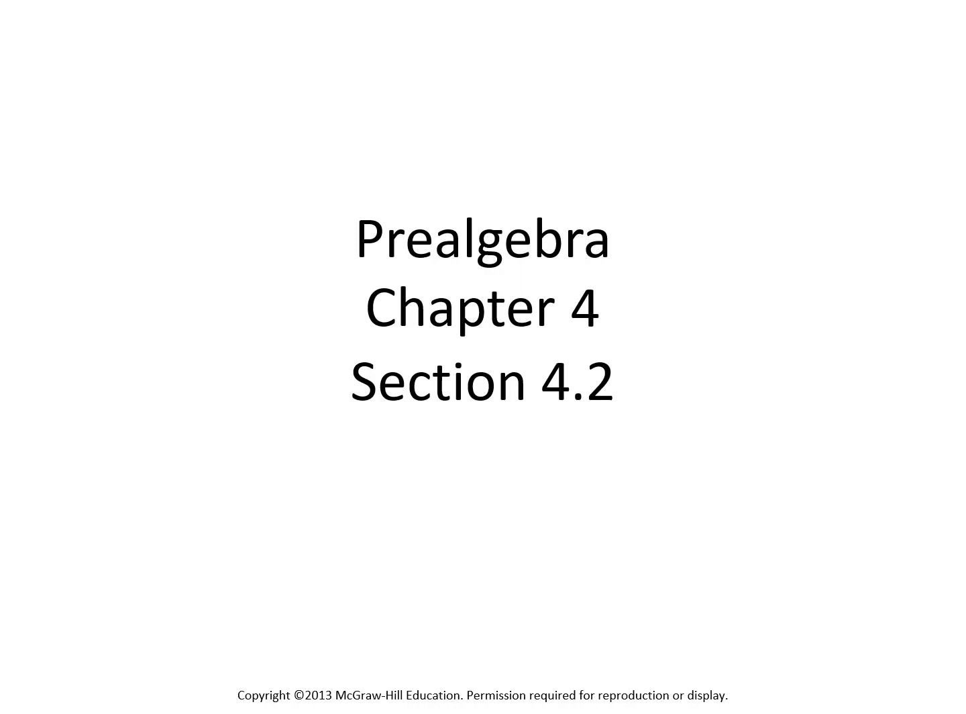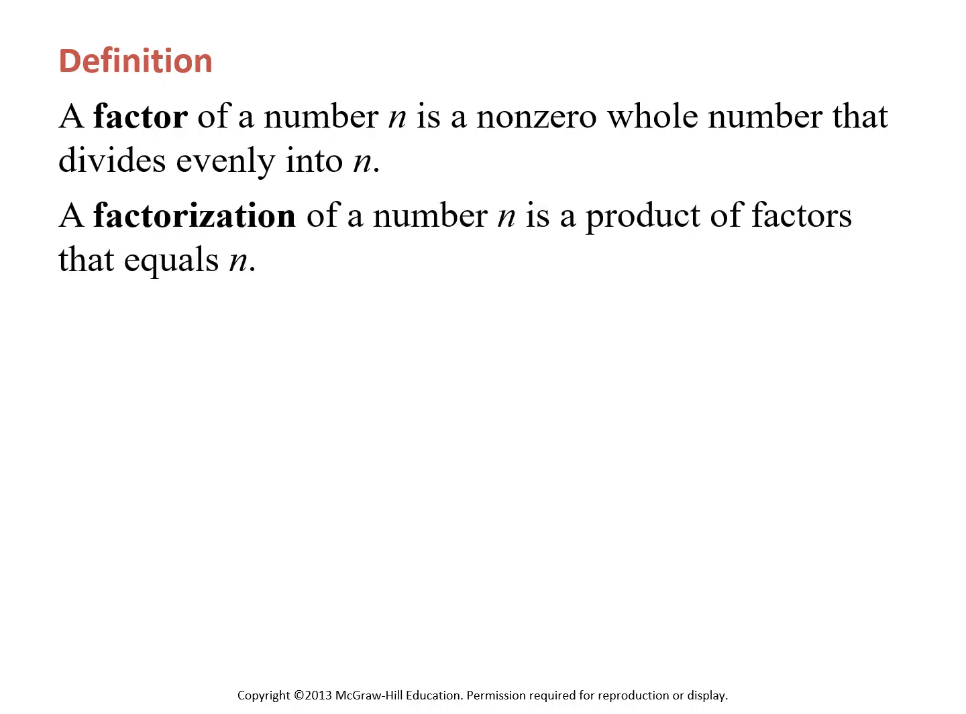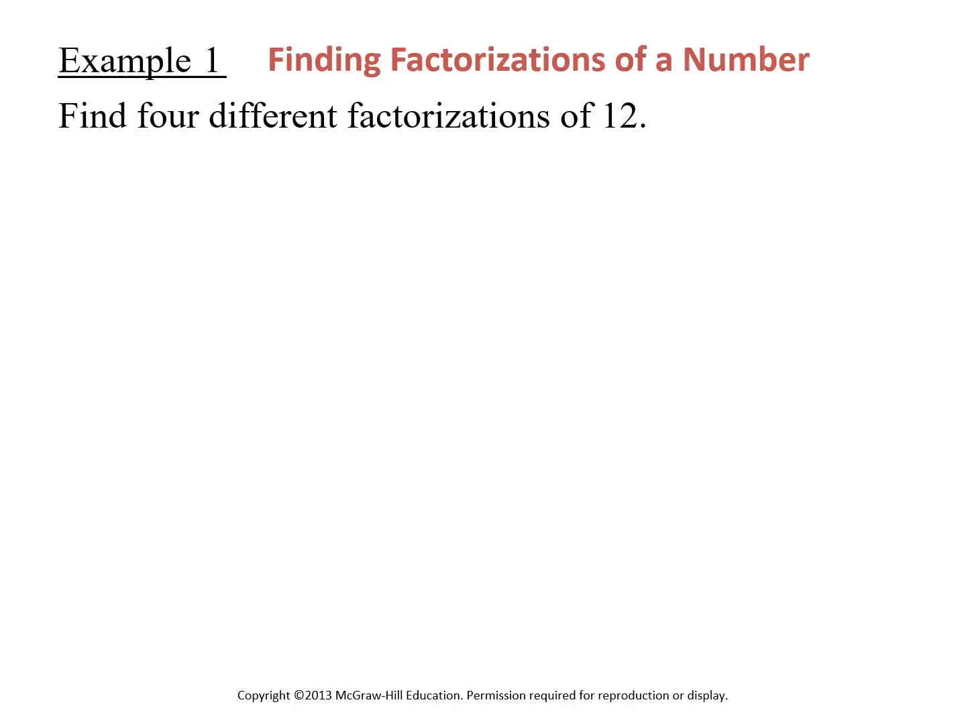This is section 4.2, and our first definition is a factor. Factors are numbers that when you multiply together you get a product, but a factor of a number n is a non-zero whole number that divides evenly into n. And the factorization of a number is the product of factors that equal n.